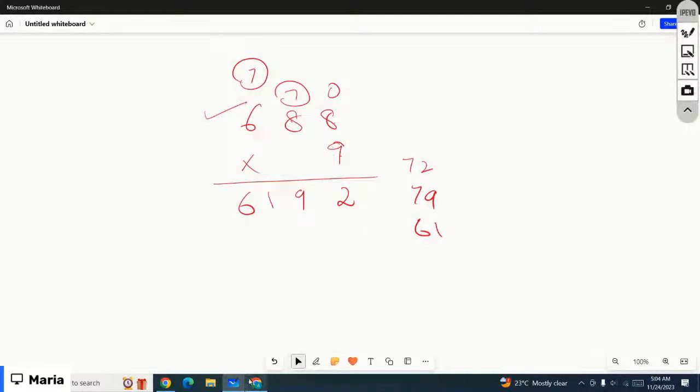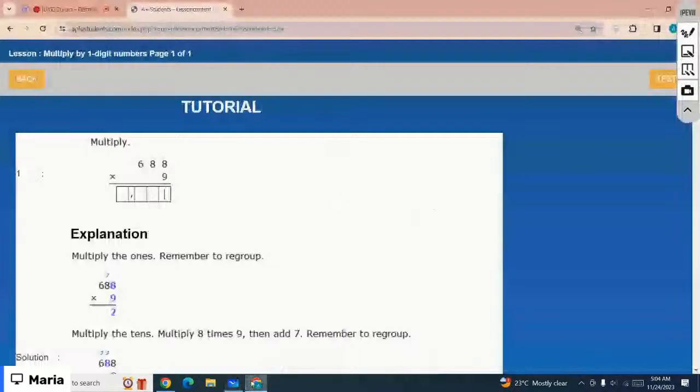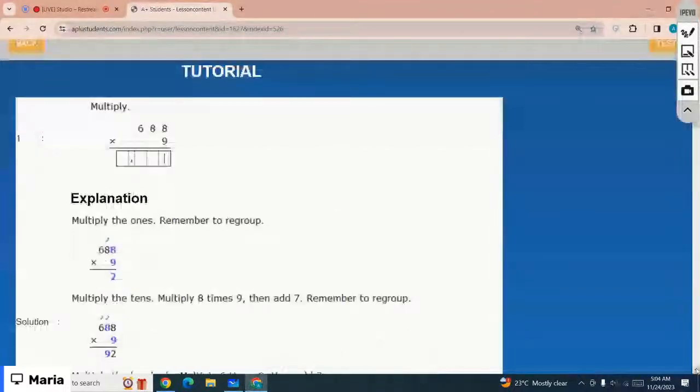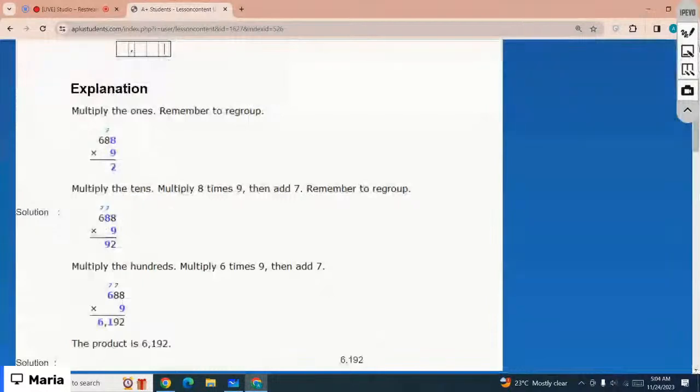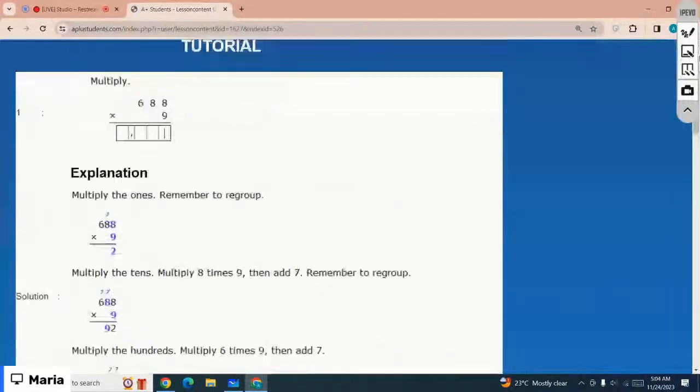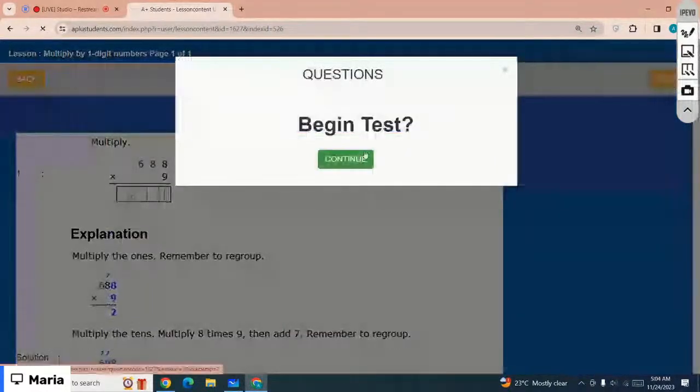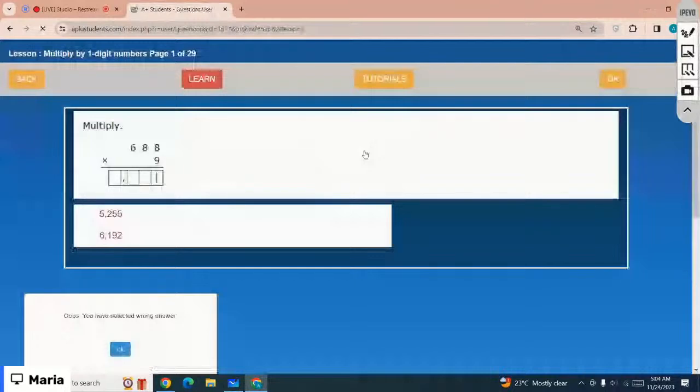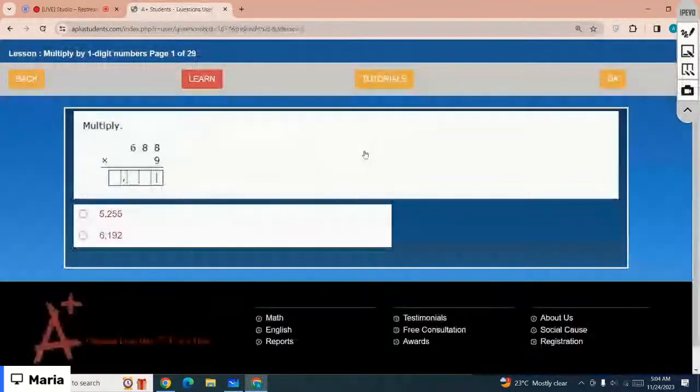Use your notebook and pencil, do the questions in your notebook and write the answers in the chat box. If you do not have your notebooks yet, go find your notebook. Okay, the first one is 688 times 9. That's the one I just did on the board. So the correct option is option number 2, 6192.